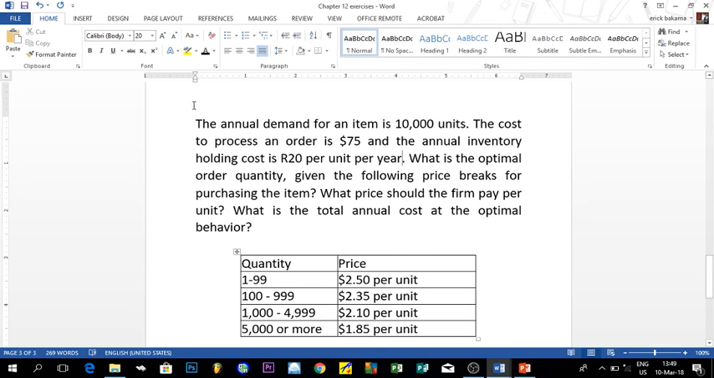So the exercise that we have here is about a company where we are given the annual demand for an item that is 10,000 units. Again, this is an annual demand, which means that is the big D. And then the cost to process an order, which is the setup cost, is 75. I forgot again to keep the rand. Okay, so it's 75 rand. And then the annual inventory holding cost is 20 per unit per year. So we have the annual cost. And then they ask what is the optimal order quantity.